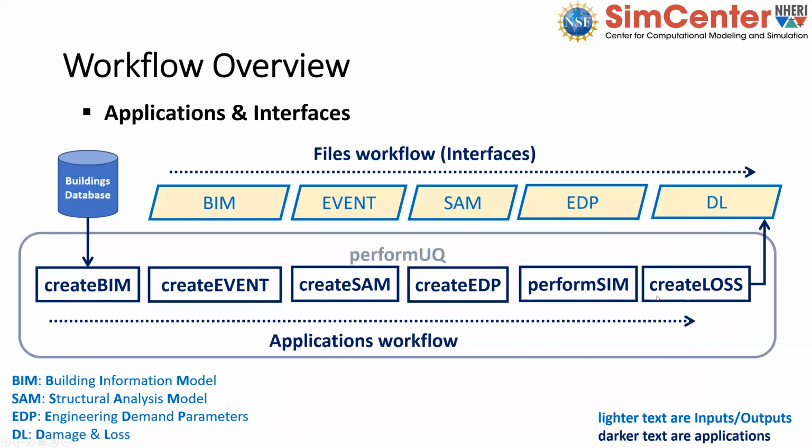Now if we want to introduce uncertainty, we introduce another application called Perform EQ, which Frank talked about briefly, and we'll talk about it in a little bit more detail later. Basically, we would like to be able to introduce uncertainties in all of these applications and be able to propagate the uncertainties in all of these files that we produce. And so we have 7 types of applications in the workflow.